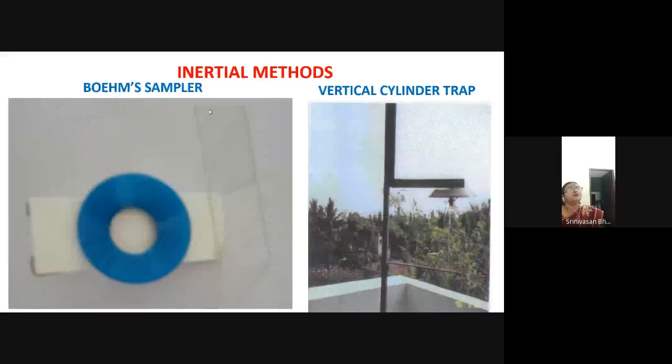So next we go on to the inertial methods. I already said that in inertial methods the wind carries the microorganisms, and they get settled onto the sticky surface of the sampler. So this comes under the inertial methods. It's called inertial methods. In this, we are going to see two different samplers, that is the Boehm's sampler and the vertical cylinder trap. So in the Boehm's sampler, you can see it is made of plastic.